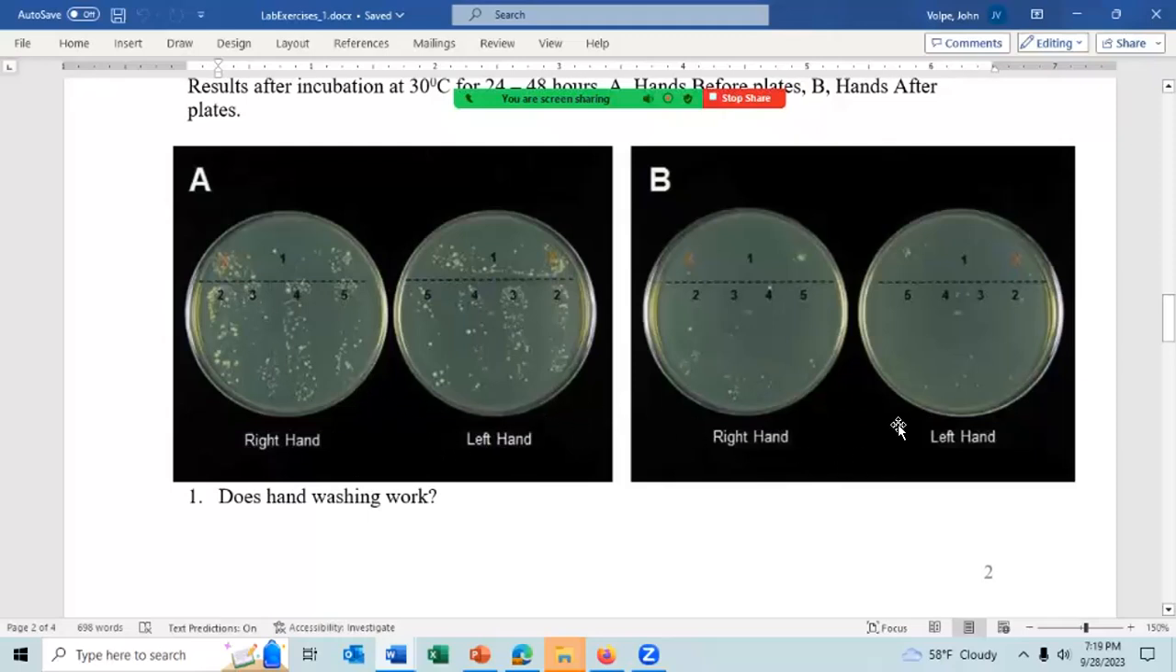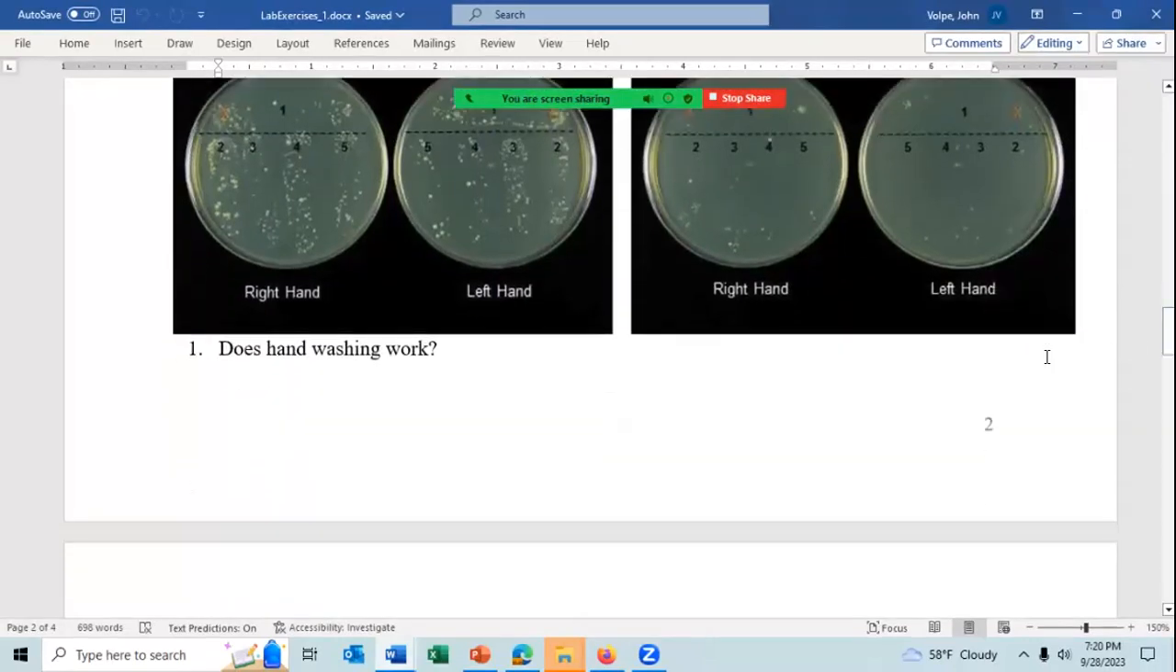We have similar dryness of their hands, and you can see there are more microbes on your hands before you wash your hands. But after you wash your hands, there are still microbes on your hands. It is reduced, but it's not totally reduced. And then you can answer, does hand washing work? And you should probably explain that.